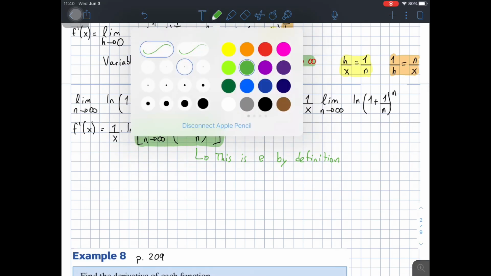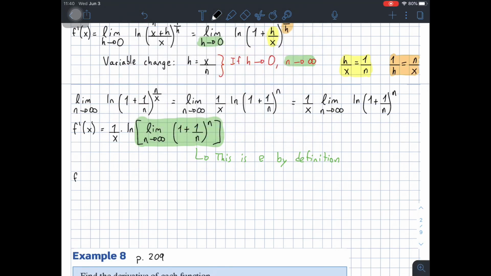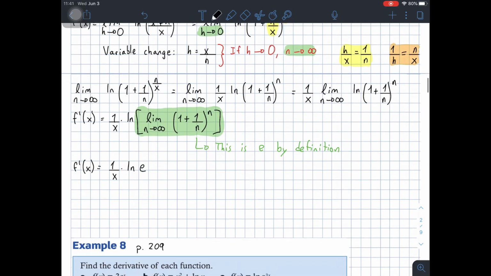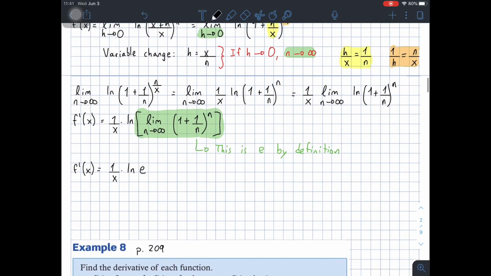So finally, we're finishing with a demonstration. The derivative of f of x is equal to 1 over x times the natural logarithm of e, right? Instead of all that thing. And if you remember from the definition of logarithm, the natural logarithm of e is equal to 1. So finally, we can conclude that the derivative of the natural logarithm is 1 over x.